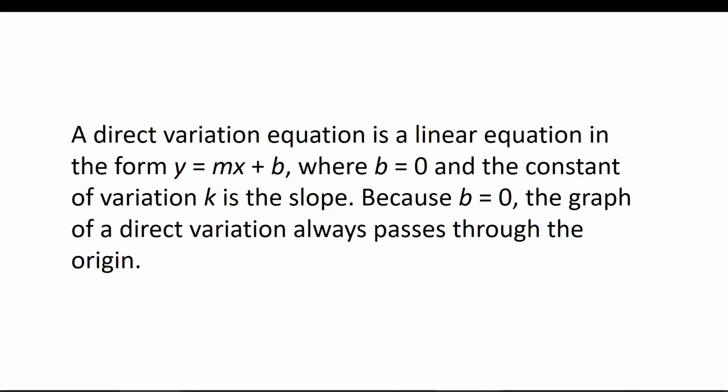A direct variation equation is a linear equation. Make sure you know that, a linear equation in the form y equals mx plus b, but the only thing that's different about it is that the b is equal to 0. And the constant of variation, k, is the slope. Before we called it m for y equals mx plus b, and the m was our slope, but now we're going to call it k. It's the variation, it's the slope. Because b is equal to 0, the graph of a direct variation always passes through the origin.